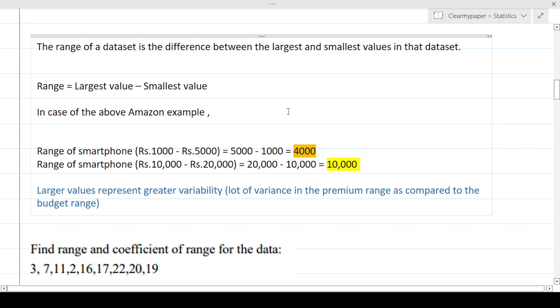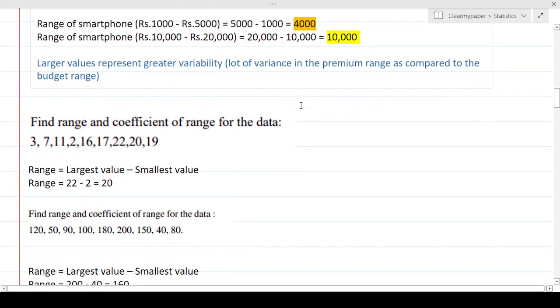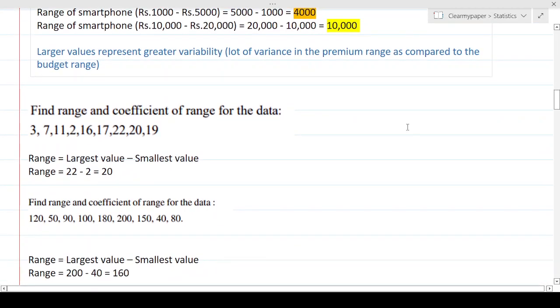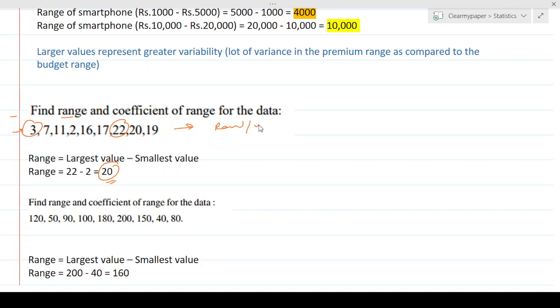is nothing but in the given data set, when you take the difference of the largest and the smallest value, you get a range. And we saw some exam problems like over here, find the range for this data set. We took the largest and the smallest value and then we got the range. That's what we did. In this case, it's a simple raw data or ungrouped data, and hence we could find it.